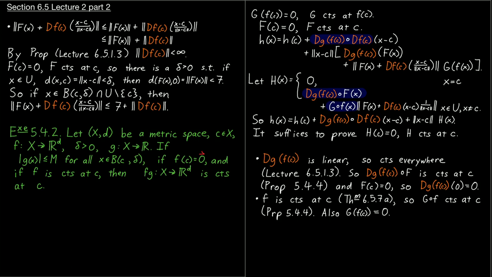So by this exercise, which we'll leave as an exercise, so by exercise 5.4.2 and proposition 5.4.5, which says you can add continuous functions, we have that capital H is continuous at C. And since H of C is 0, that completes the proof.